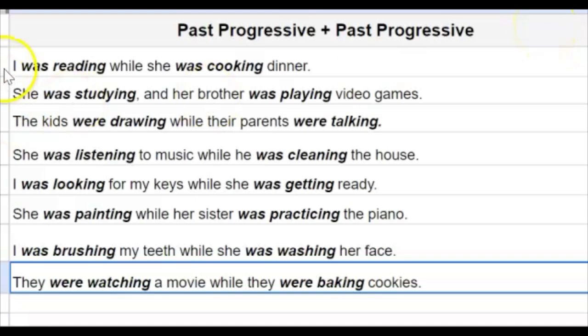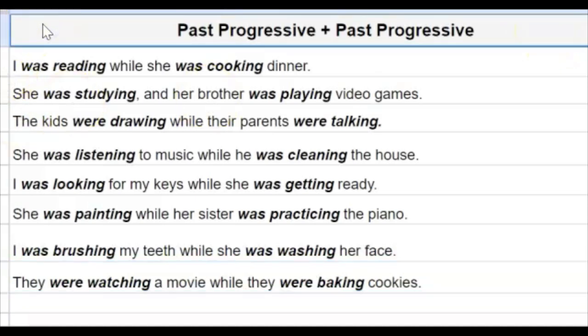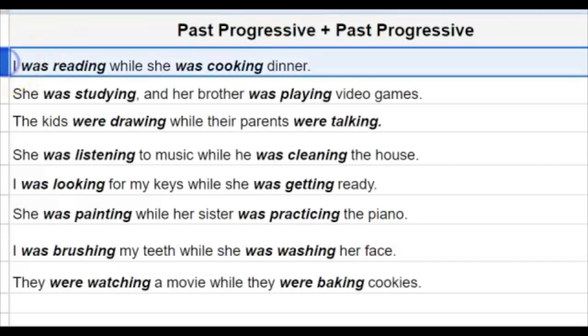Let's look at some more examples of the past progressive. In this first set of examples, we'll look at past progressive plus a past progressive. That means that two events, or activities, were happening at the same time.